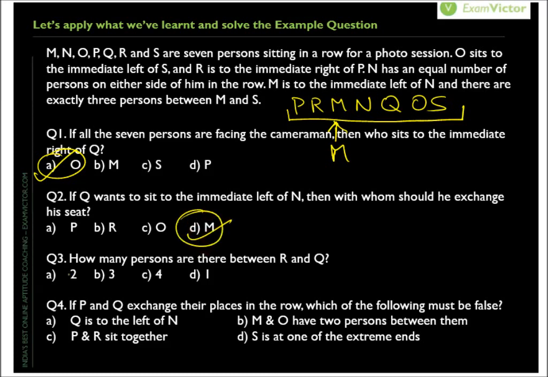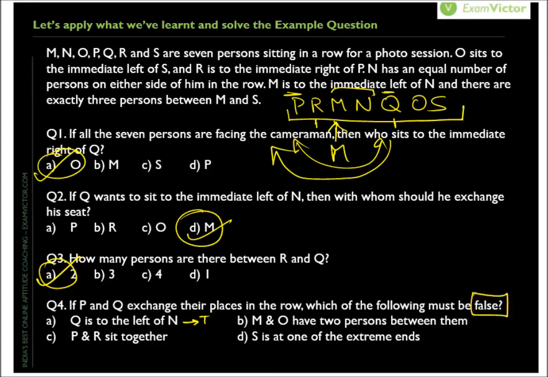D. How many persons are there between R and Q? So R is here, Q is here. There are 2 people in between. So the answer is A, 2. If P and Q exchange their places in the row, which of the following must be false? Right, so P is here, Q is here, and we're talking about them exchanging their places. So Q is to the left of N, right? So Q would come here and then it would be to the left of N. So this is true. We are looking for the one that must be false. So this is not our answer.